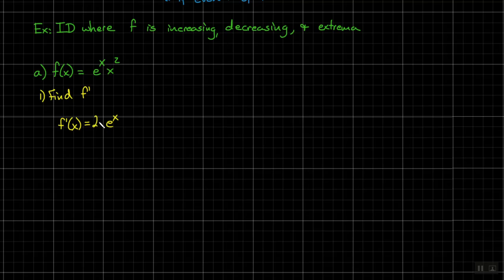Do you guys agree it feels more natural to write it here? If you want to write e to the x times 2x, I have no issue with it. But this is, in my mind, more natural. This was first times the derivative of the second plus, Kalisha, what am I going to add to this? Good. So here's the second, x squared.